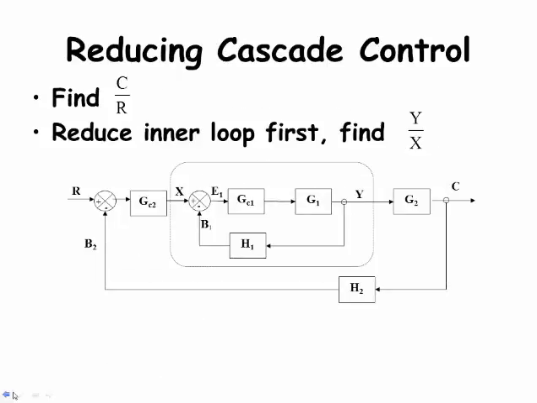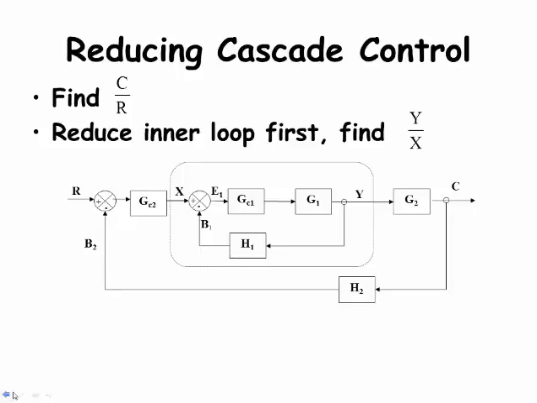Here is a cascade control system. There is an outer primary loop and an inner secondary loop. Both loops have sensors with feedback elements. The inner loop feedback element is H1. The outer primary loop feedback element is H2. Both loops use negative feedback comparators. The controllers are labeled GC1 and GC2. The process output is C and the process set point is R. Our ultimate goal is to find the overall transfer function for the two-loop system, C over R.